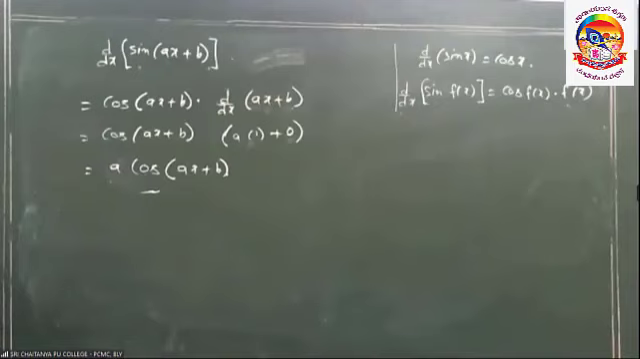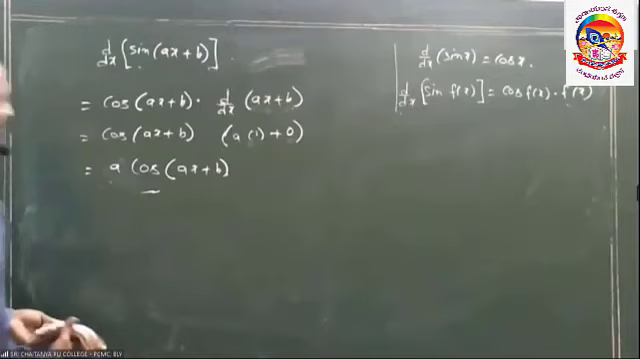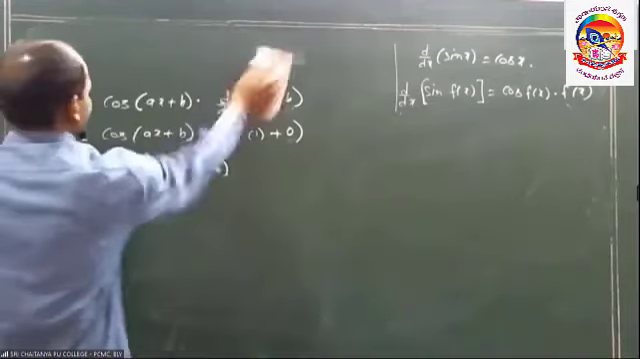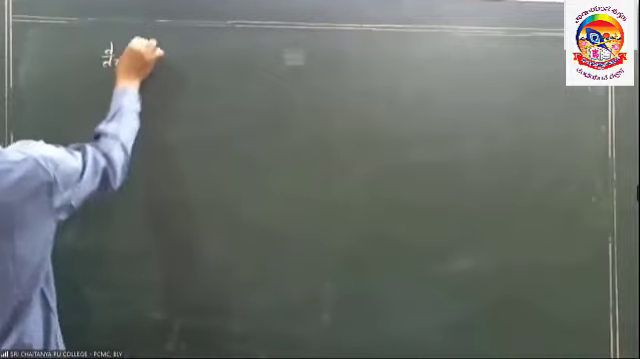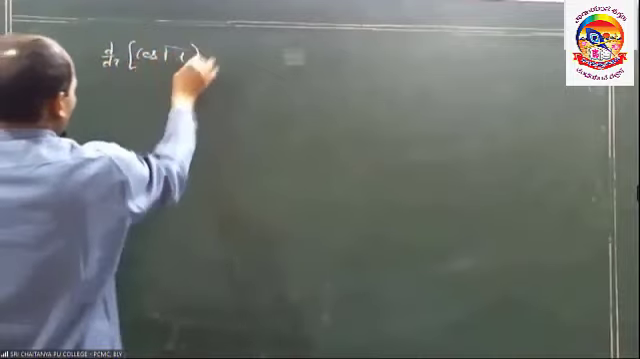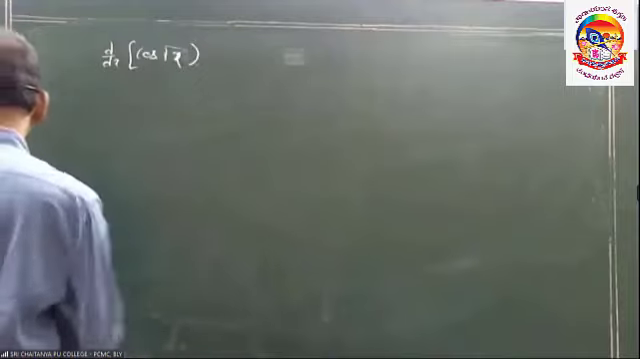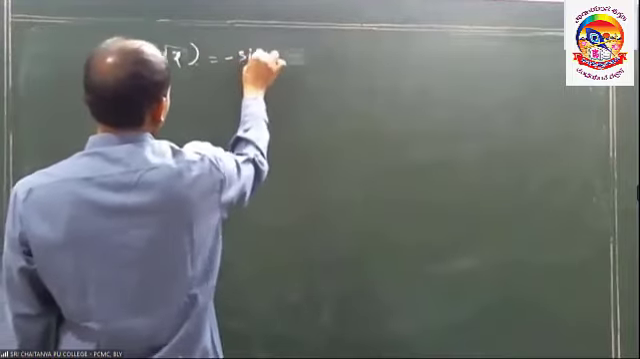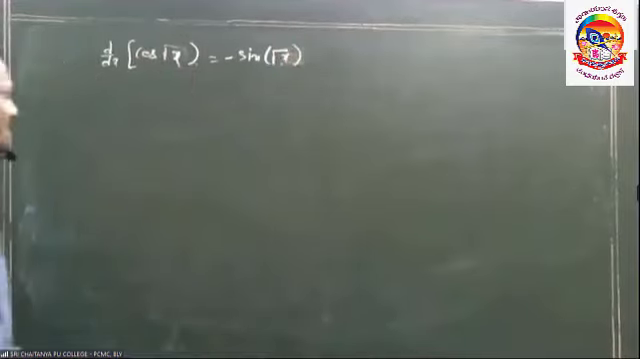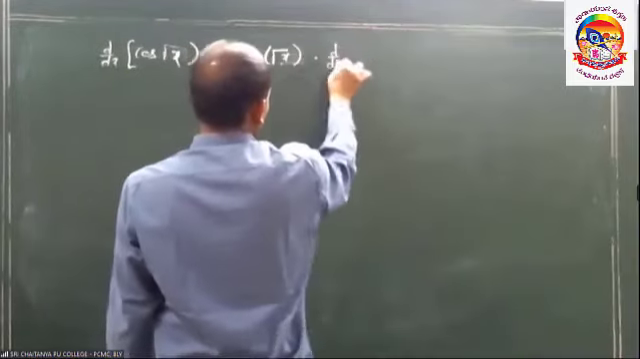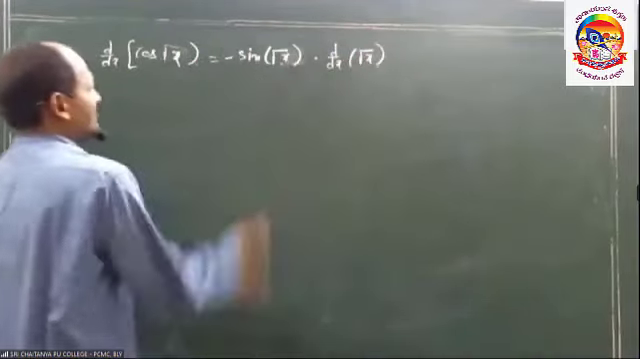Next, find the derivative of cos root x. Now, how to find the derivative of cos root x? The derivative of cos is minus sine, into the derivative of root x.